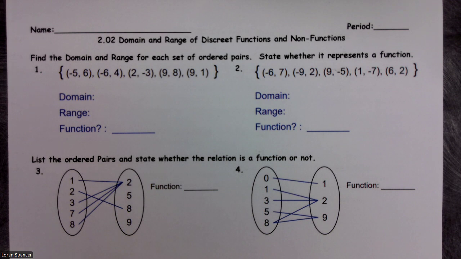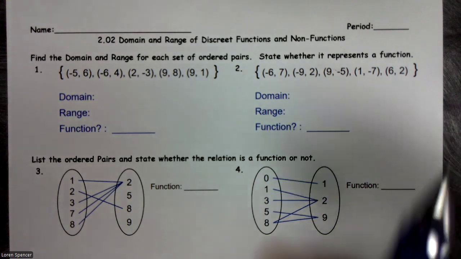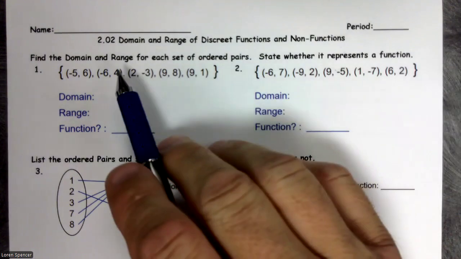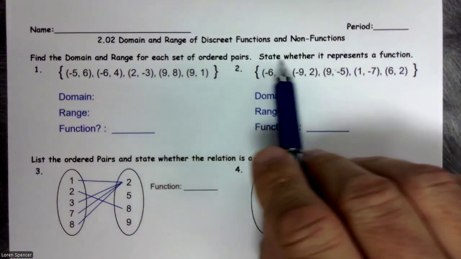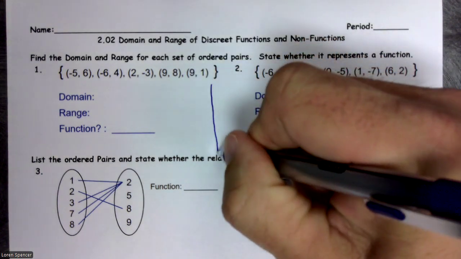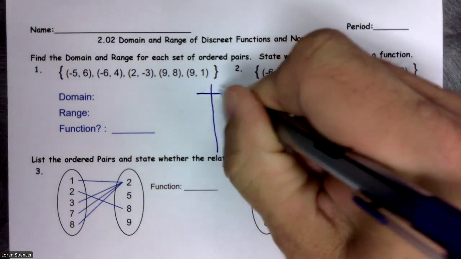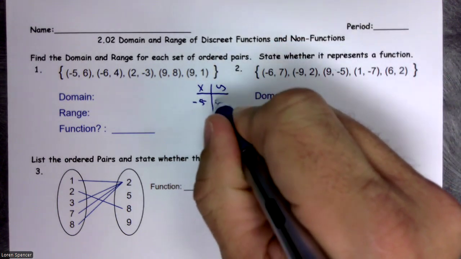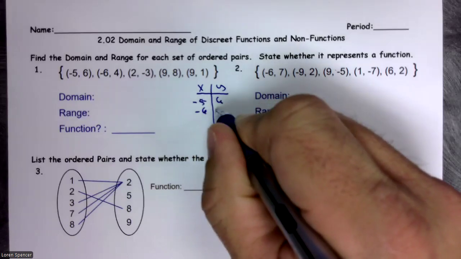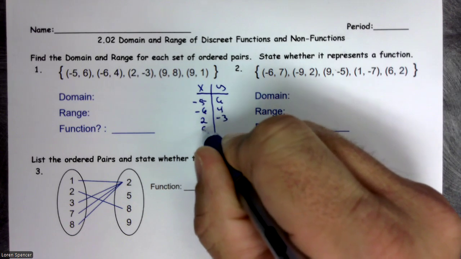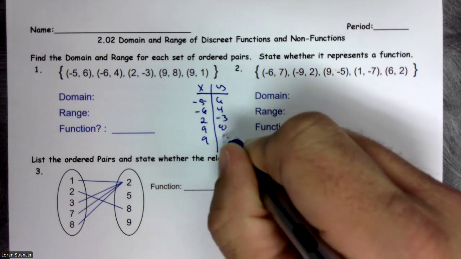This is 2.02, domain and range for discrete, whether it's a function or not a function, and this is the assignment. It says find the domain and range for each set of ordered pairs, and state whether it represents a function. Because I have a list of ordered pairs, I'm going to make a T-chart, which usually works best: X, Y, and I have -5, 6, -6, 4, 2, -3, 9, 8, 9, 1.